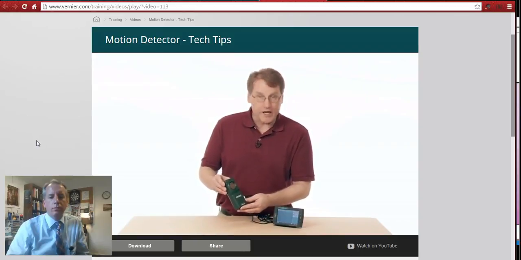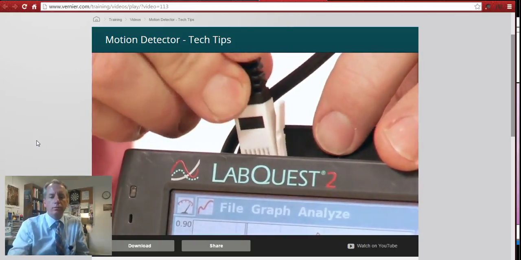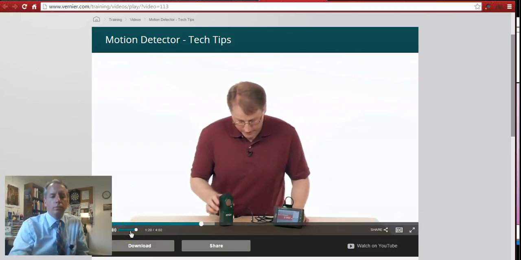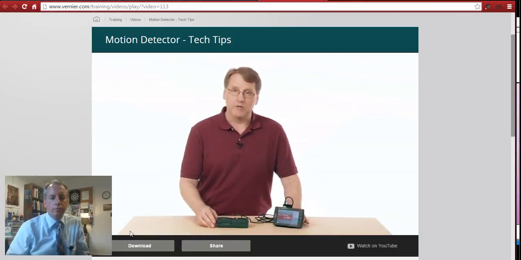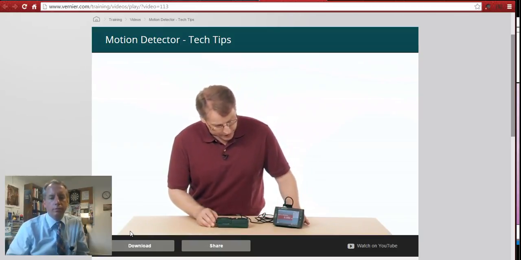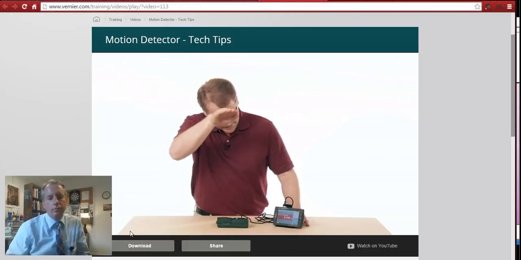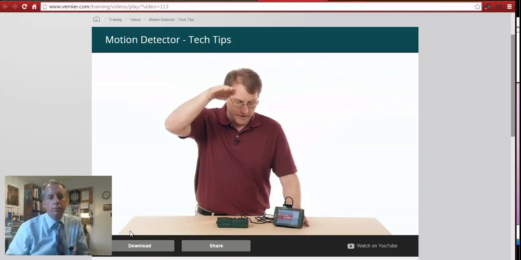Now, to obtain data, all I'm going to do is plug it into the LabQuest, and it's a digital sensor, so it plugs in here at the top. And so it starts clicking, and that tells me that it's working here. And I'm going to put it on its back so I can move my hand up and down over the detector. If you look at the meter screen now, it's actually giving a reading, and if I put my hand up here, you'll see that as I get closer to it, the number gets smaller. As I move my hand away, the number gets larger. So again, it's just measuring how far away I am from the detector.